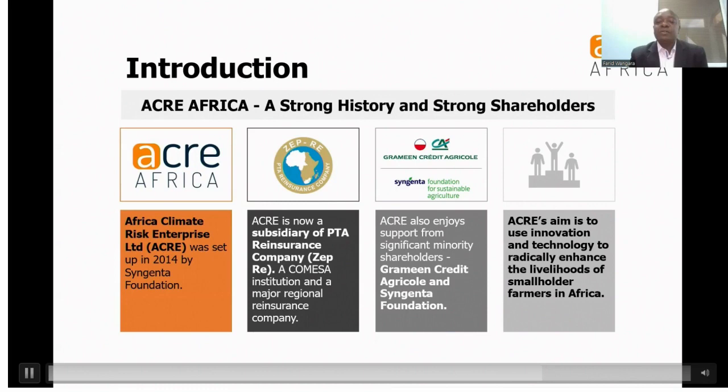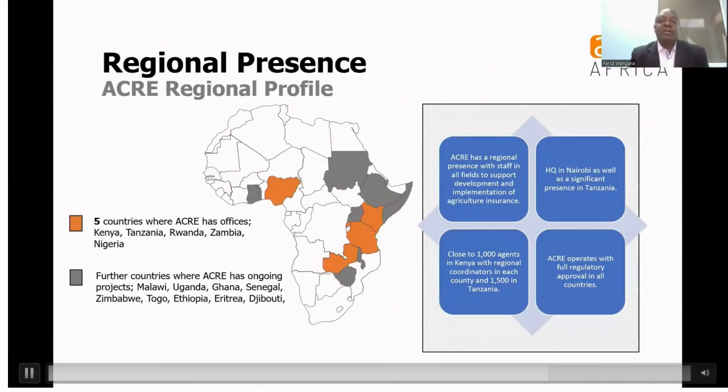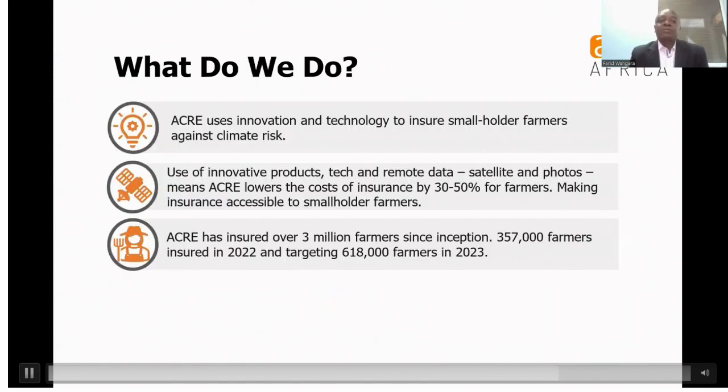ECA aims to use innovation and technology to radically enhance the livelihood of smallholder farmers in Africa. We have a regional presence in 5 countries, but operating in 15 other countries, working largely with smallholder farmers. We use innovation and technology to insure smallholder farmers against climatic risks. Our basic interest is to ensure that agriculture insurance is affordable to smallholder farmers by using various technological advancements to bring that down. We've insured over 3 million farmers, and last year alone worked with over 300 farmers, hoping to double that in the coming year.